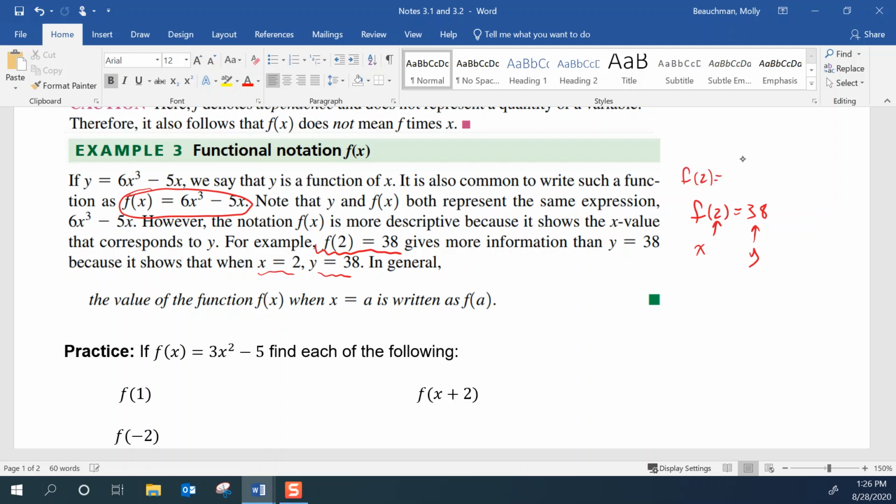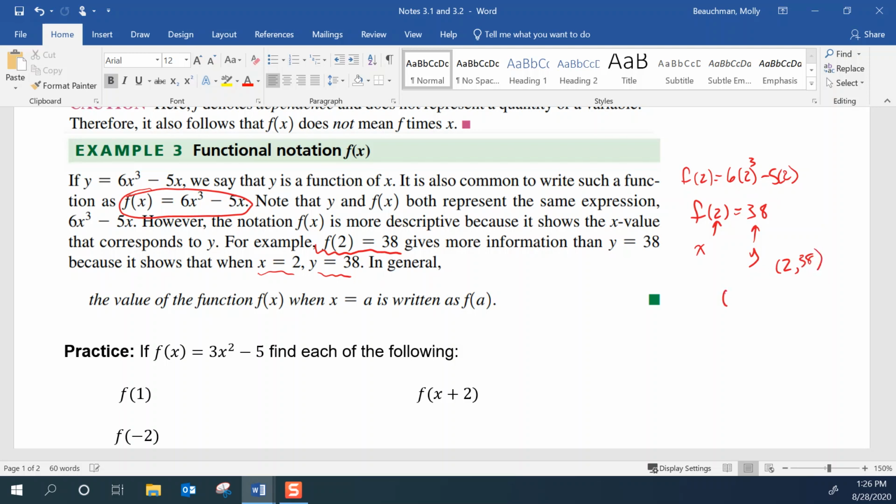So here's what that means. We would take 2 and substitute it into the formula and end up with 38. That means a coordinate on your graph: when x is 2, y is 38.